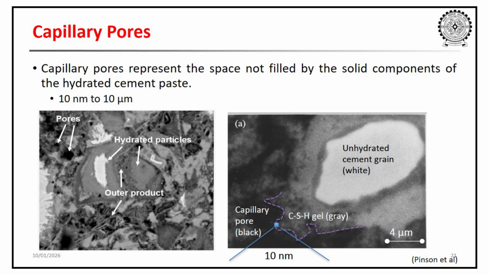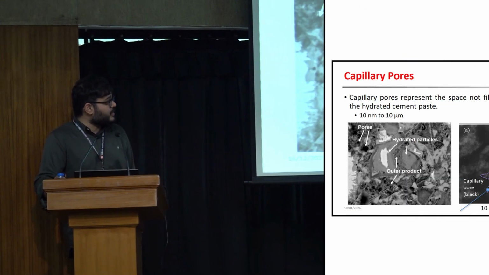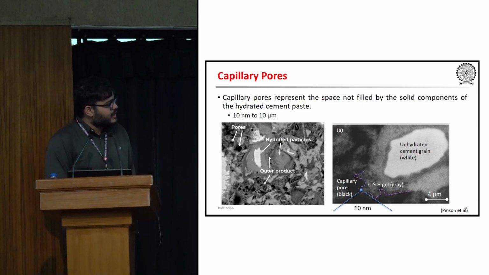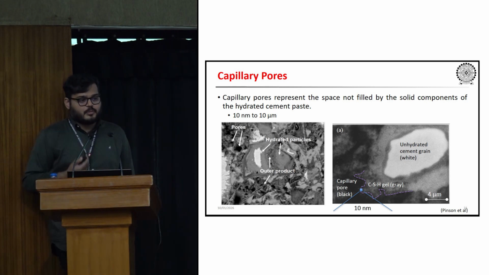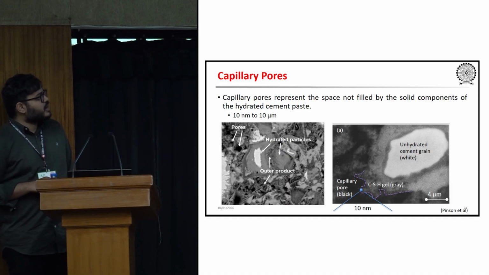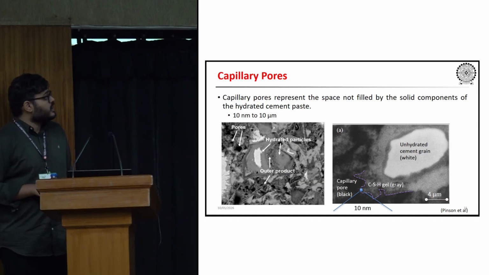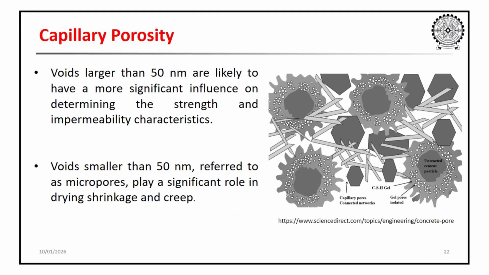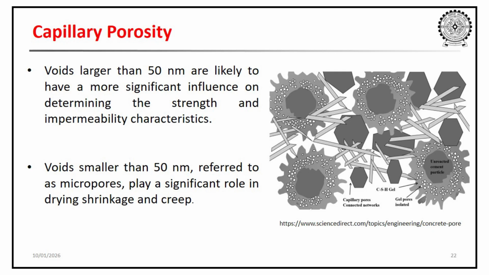Right? Now capillary pores are the spaces in the hydrated cement system which are not filled with solid components of the hydrated cement paste. You can see here the unhydrated cement grain, your CSH gel which contains the gel pores, and these dark black circles. Now these are the capillary pores, and capillary pores have an impact on your strength development. The pore sizes are going to range somewhere between 10 nanometers to 10 micrometers. Voids larger than 50 nanometers are typically going to have a significant influence on determining the strength and the permeability characteristics.